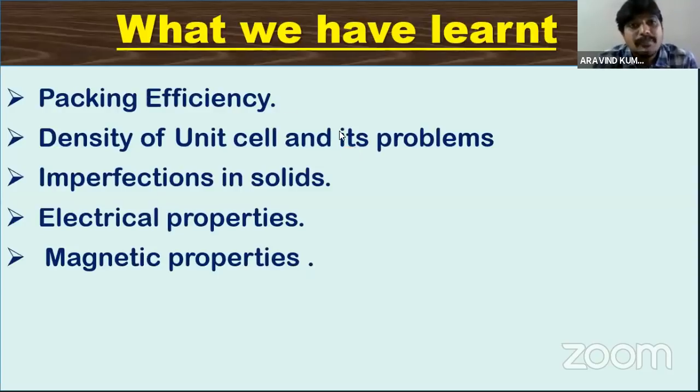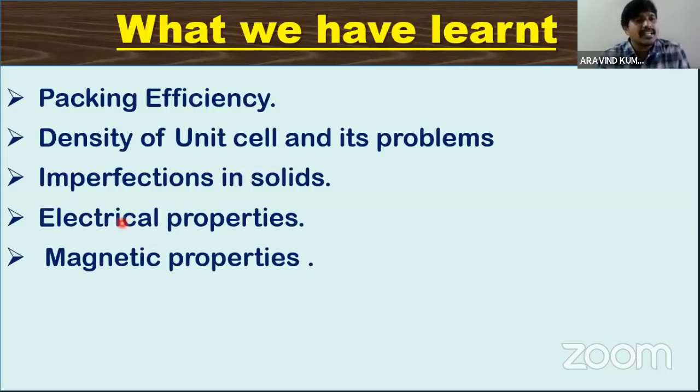Now we have studied the density of the unit cell and its problems. Density, what is the formula? D is equal to Z into M by NA into V. Based on that, we have done problems. Next one, very important, children, imperfections in solids. We have imperfections, stoichiometric as well as non-stoichiometric. In the stoichiometric, we have studied Schottky and Frenkel.